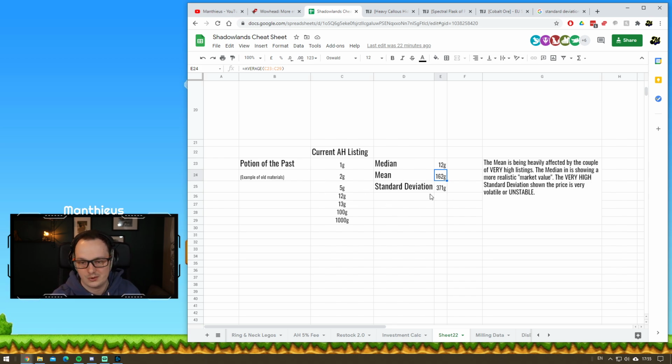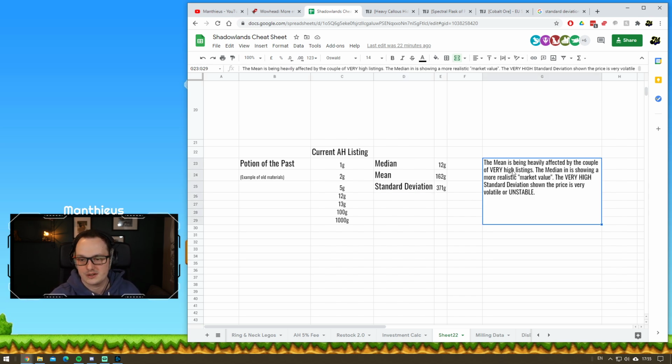Well, let's look into it. Let's take the standard deviation of this though. The standard deviation is really, really big. What this ultimately is telling you is that the price of this item is super volatile. The price is all over the place. It's really hard to pinpoint an actual value of this item.